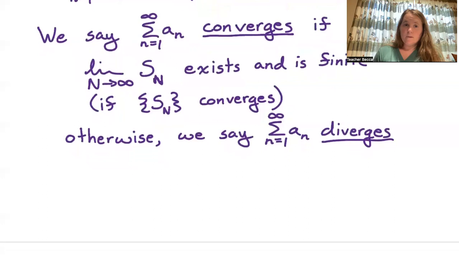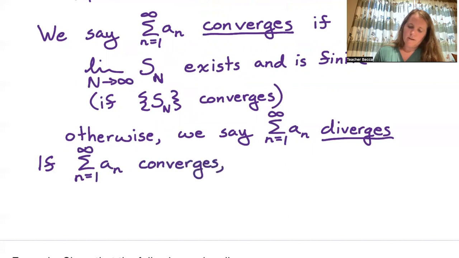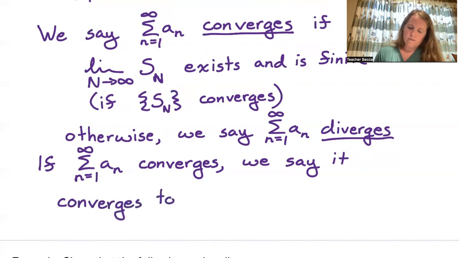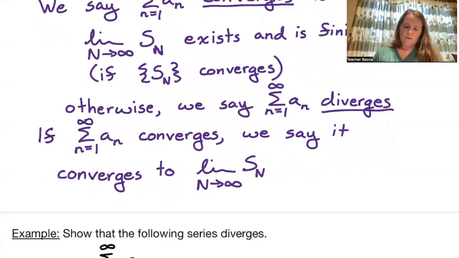Furthermore, if the sum from n equals 1 to infinity of a sub n converges, we say it converges to the limit as n goes to infinity of our partial sums. So here are a couple of examples.